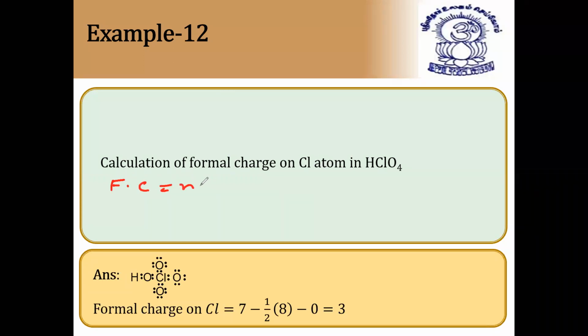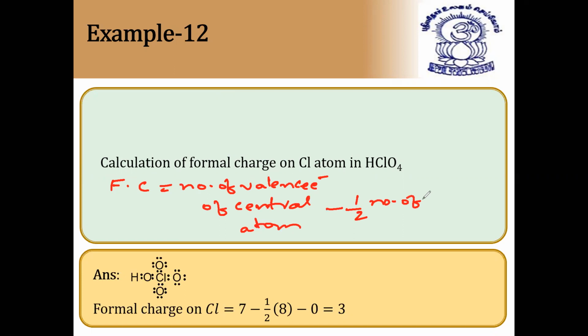Formal charge is equal to the number of valence electrons of the central atom, that is chlorine here, minus half into the number of bond pairs, the number of electrons shared, minus the number of unshared electrons. So the number of valence electrons of the central atom minus half into the number of electrons shared minus the number of unshared electrons.